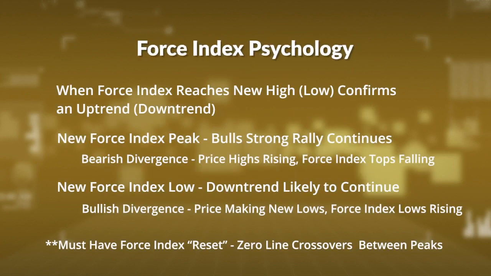So what's the psychology behind the force index? And I think you could use this psychology in terms of the Chaikin money flow as well in a lot of ways, because again, we're looking at divergences, and that's usually where the good information lies. So let's think of it this way. The force index reaches a new high, and if it goes the other direction, vice versa. When the force index reaches a new high, that's confirming the uptrend, because you're in an uptrend and the force index is moving to a new high. That's telling you that there's some intensity, there's some excitement, because those values, remember, are getting higher. So if you make a new high on the force index, that's confirming what's going on in the uptrend. If you get a new force index peak, the bulls are strong and the rally is going to continue.